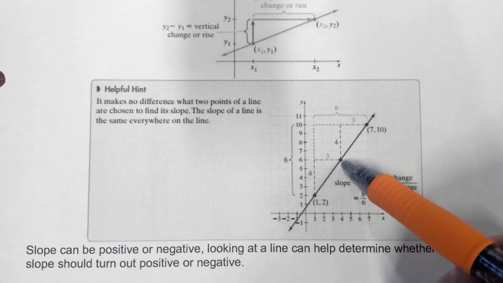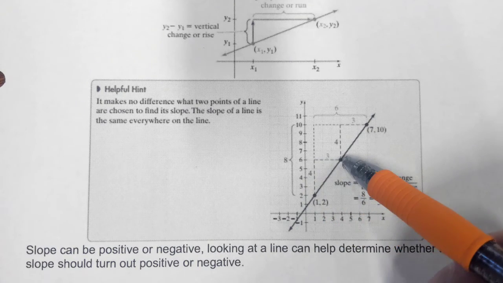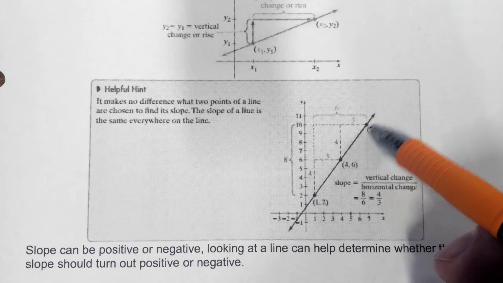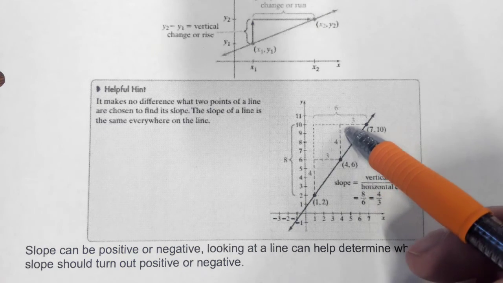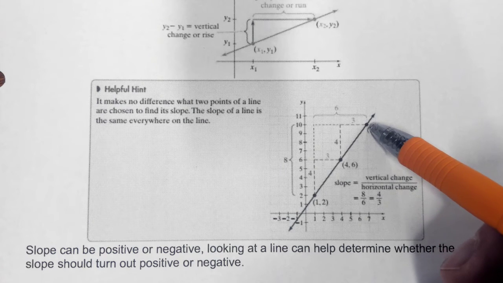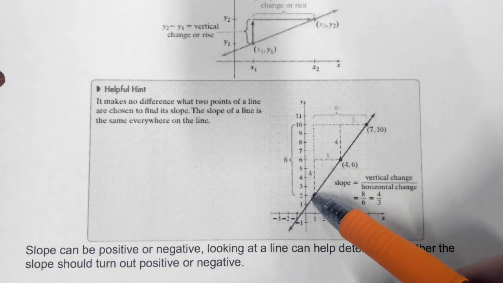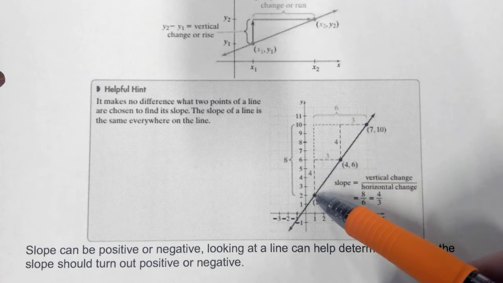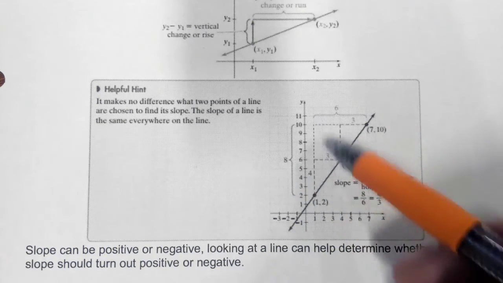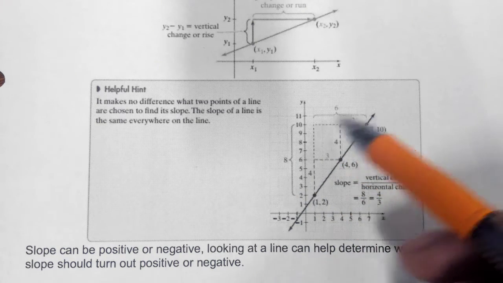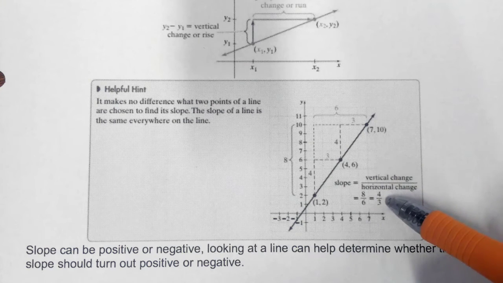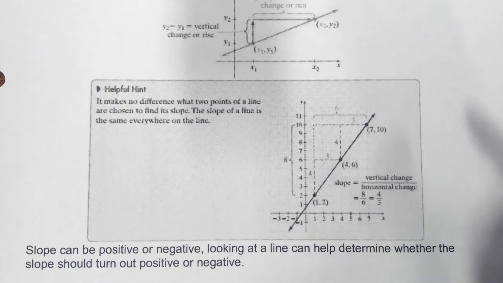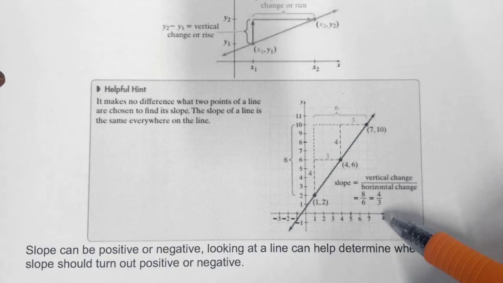In between the first and second point, you go up 4 and right 3. So that's a slope of 4/3. Between the second and the third point, you also go up 4 and right 3. So that's a slope of 4/3. Or maybe you even picked this point and that point. You would have gone up 8 and over 6. 8 over 6 also reduces to 4/3. So no matter what points you pick, all of those fractions would reduce to 4/3.